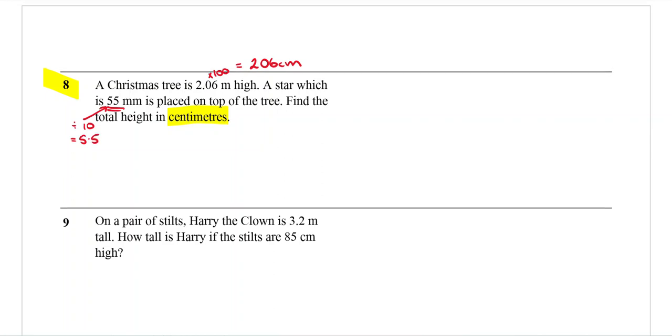Okay, now I need to add those two heights together. So our tree is 206, and then the star on top is an extra 5.5. So that makes 211.5 centimeters for the total height of the tree with the star.